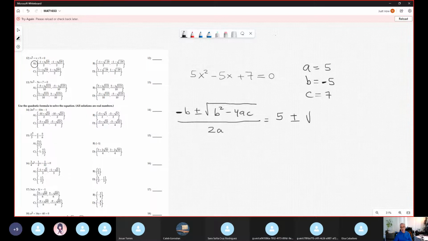Plus or minus the square root of negative 5 squared minus 4 multiplied by 5 multiplied by 7, divided by 2 times 5.